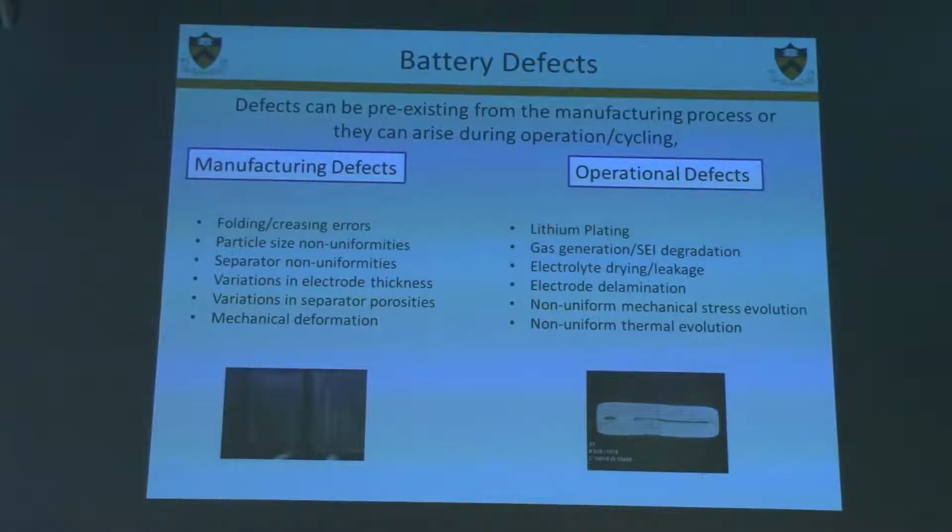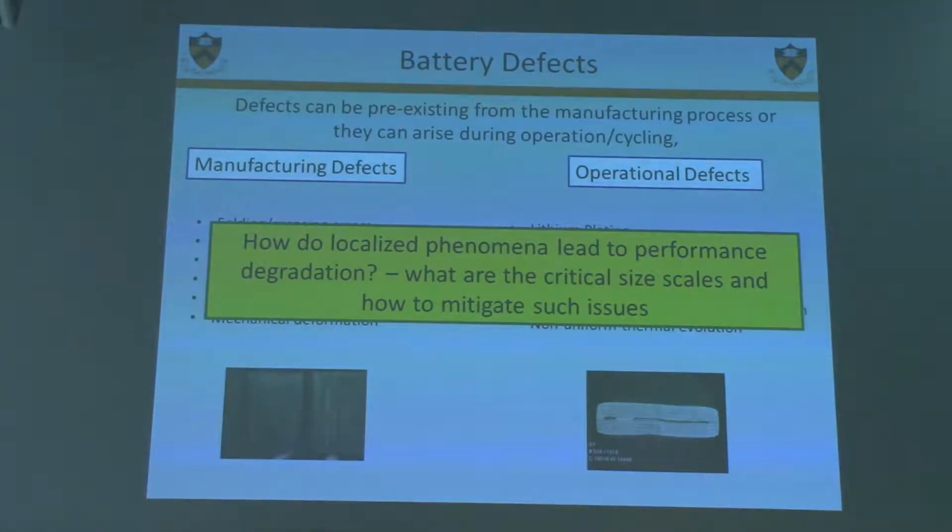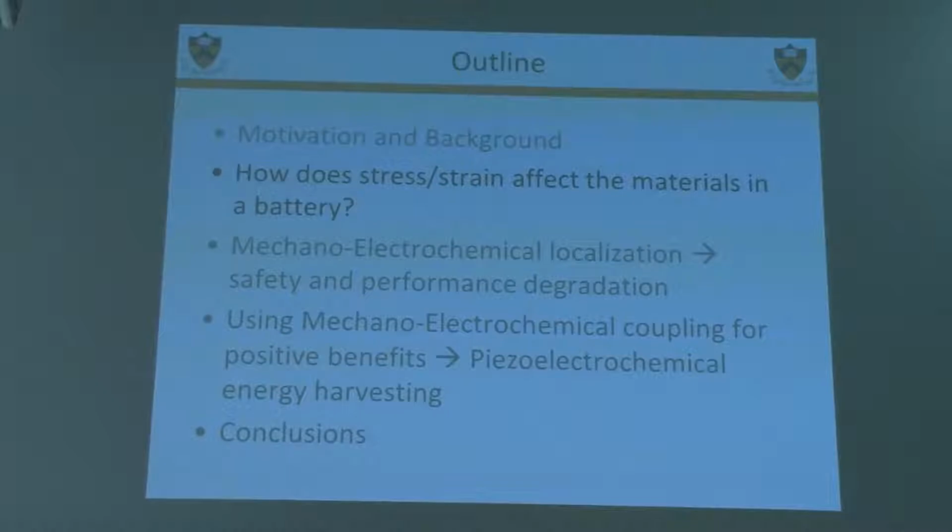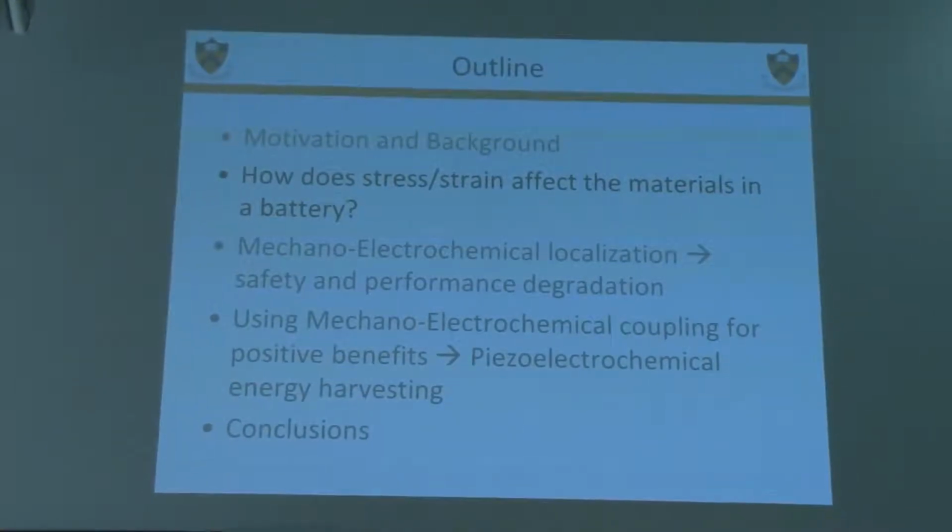So for instance, this is an X-ray tomography picture of a cell, and you can see regions where there's delamination that's occurred due to the processes going on in the system. And so the question that I want to address is, how do these localized phenomena lead to performance degradation? And what are the critical size scales? Right? So what do we need to look for if I'm going to manufacture a battery? And what do we need to look for if I'm going to be operating a battery in order to mitigate such issues? Okay? And so let's talk about that.